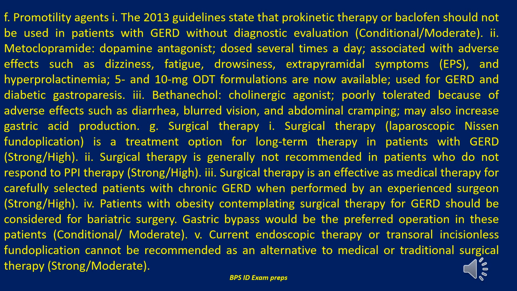3. Bethanechol is a cholinergic agonist which is poorly tolerated because of adverse effects such as diarrhea, blurred vision, and abdominal cramping. It may also increase gastric acid production. G. Regarding surgical therapy. 1.